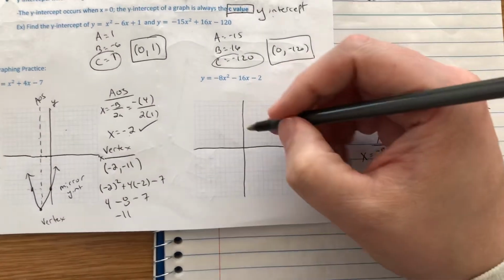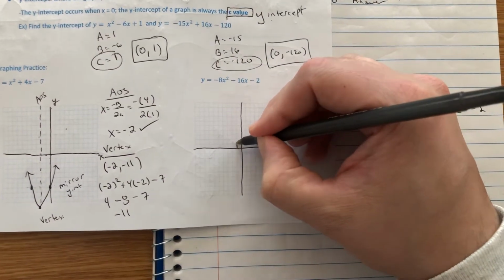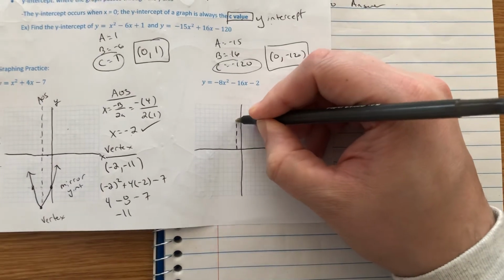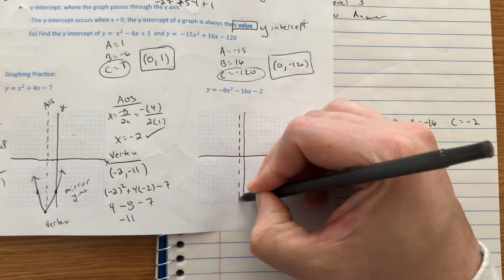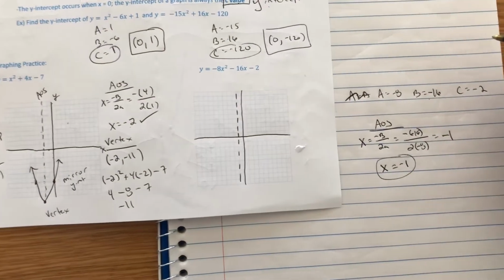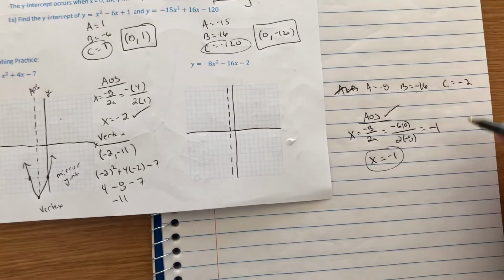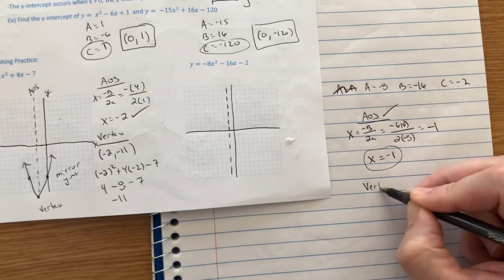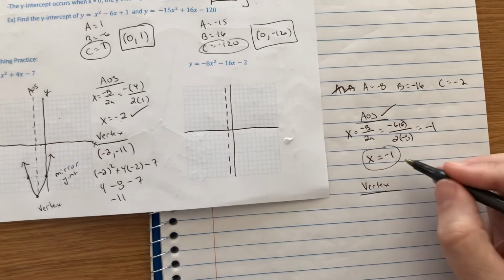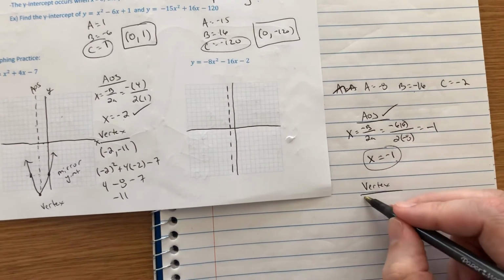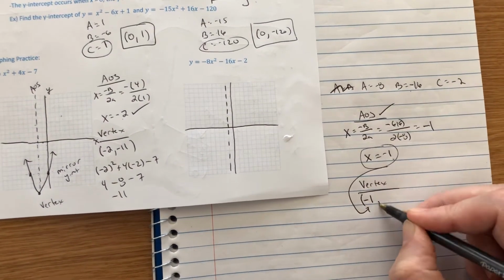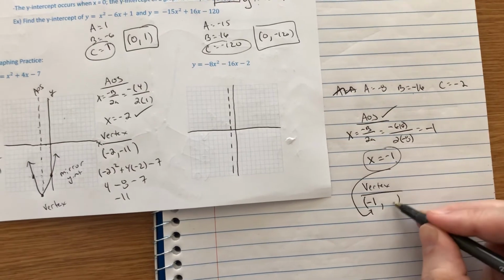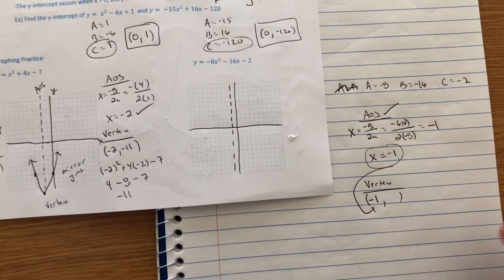So I come over to my graph, -1, and draw my axes. Okay, that's that halfway point of the parabola. So we found the AOS, now we find the vertex. Remember, AOS is an x value. Vertex, same x value. So I take that -1, and it's always -1 comma y. That's what you have to find. You have to find that y value.